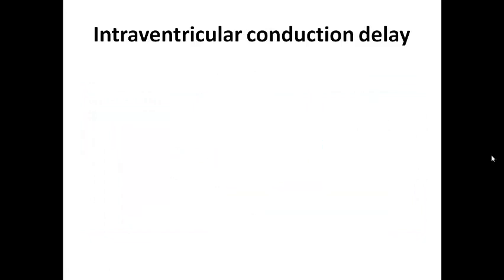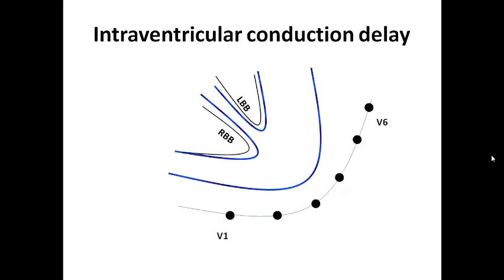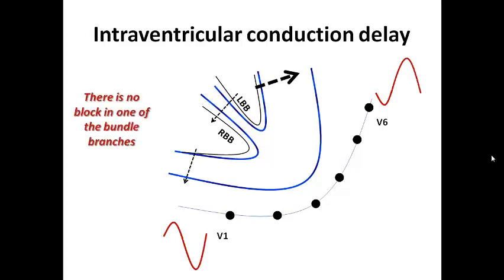Now we are going to discuss the third topic today in the intraventricular conduction disturbance, which is the intraventricular conduction delay. Here there is no problem in any one of the bundle branches themselves. No, just slowing down of the septal depolarization and slowing down of the left and right ventricular depolarization. So there is no block in one of the bundle branches, just a slowing down of the whole conductive system.